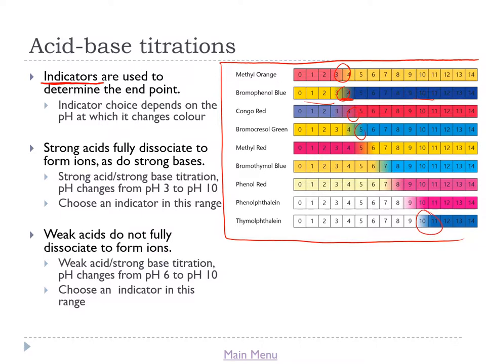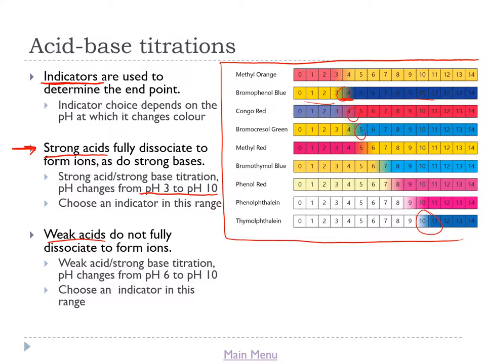And so you need to be able to choose the indicator based on the combination of acid and alkali that we're titrating with. So first of all, if you remember from GCSE, we've got strong acids and weak acids. Strong acids fully dissociate to form ions, as do strong bases. So if we are reacting a strong acid with a strong base, we'll find the pH changes very rapidly between pH 3 and pH 10. So any indicator that changes colour in that range will be suitable to use.